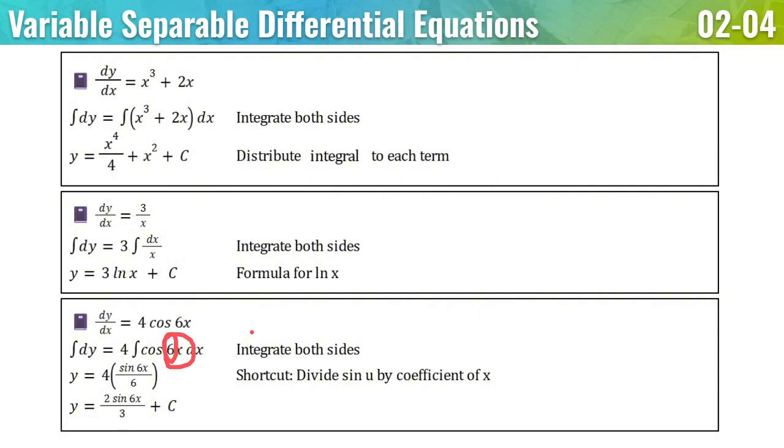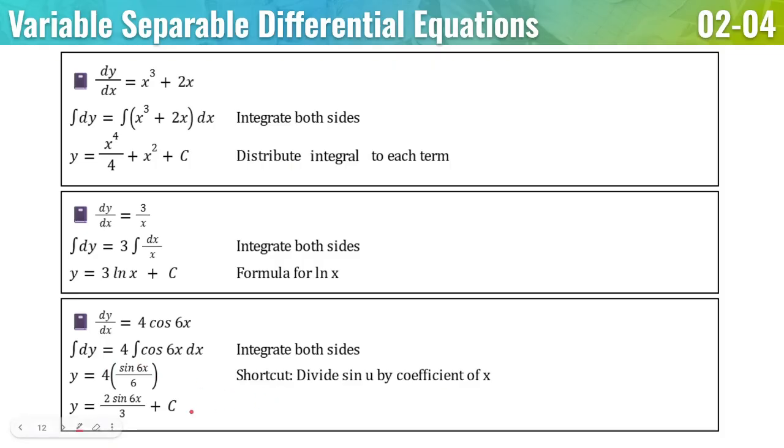So if you do it the long way with u substitution, you're going to end up with 1 over 6 sine u. Or rather 1 over 6 cosine u, or something like that. So a shortcut, if you have something like this, you simply write sine of this divided by the number. So sine 6x over 6. So that's the shortcut. Simplify it, it becomes 2/3 sine 6x plus c, and then this is the final answer.